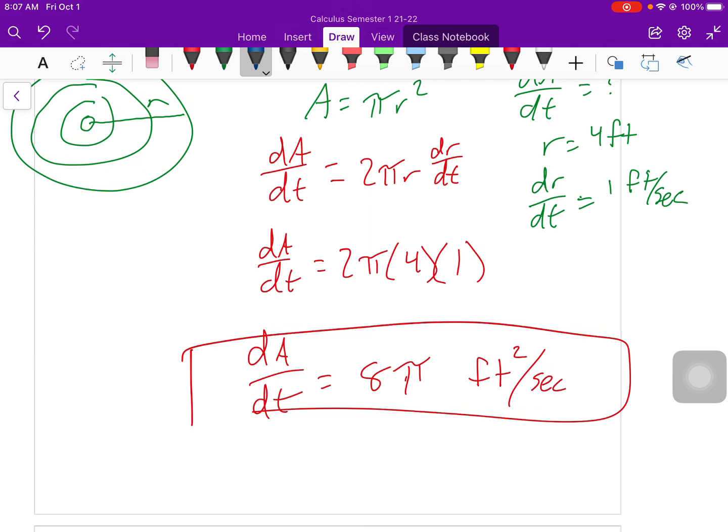One way that you can help would be to put your labels in the problem. So I'm going to come back here, and I know that this was 4 feet, and I know this is 1 foot per second. And then you can treat those labels kind of like fractions. Feet times feet gives you feet squared. We only have a second to the first power on the bottom. That can be how we get our label.